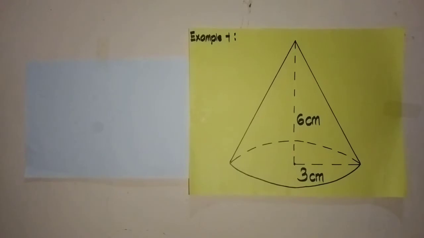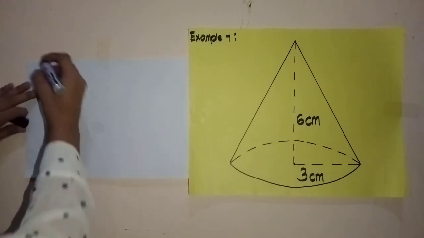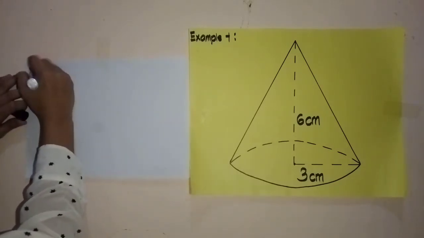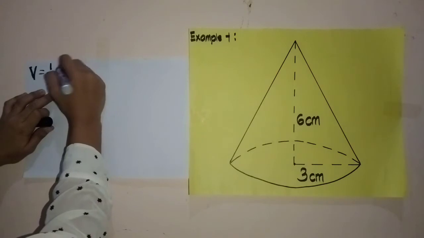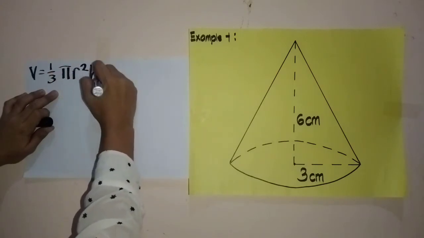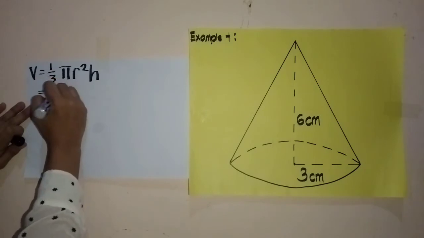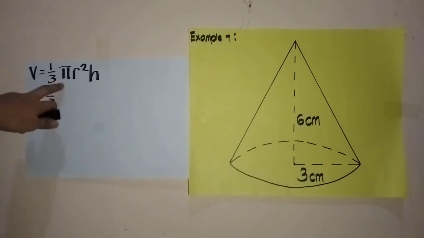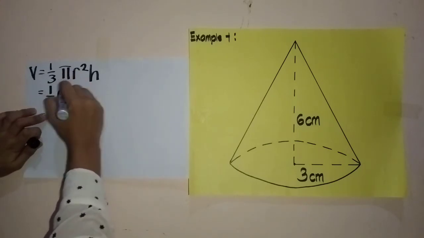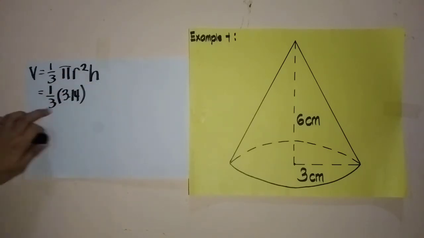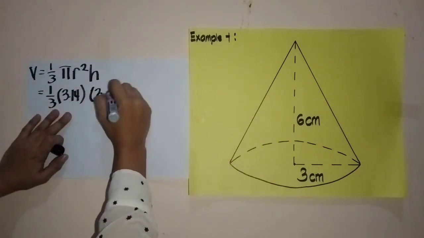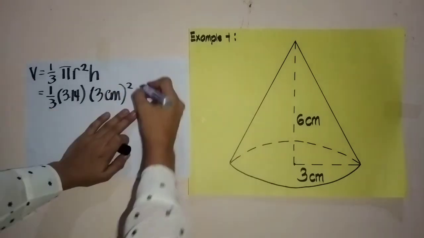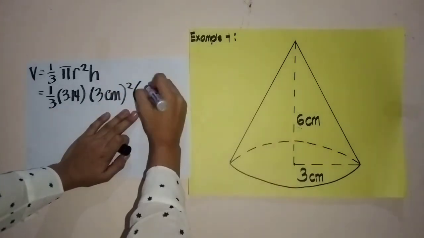So now we will solve the volume of the next three-dimensional figure, which is the cone. So we have the formula 1/3 pi radius squared times height. So 1/3, we have the pi constant 3.14, times the radius, which is 3 centimeters, squared, times the height, which is 6 centimeters.